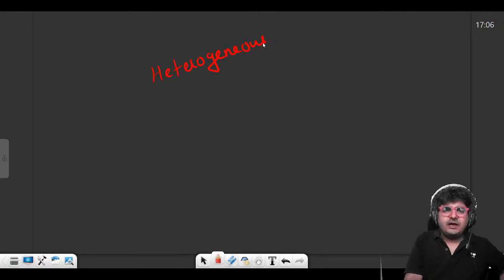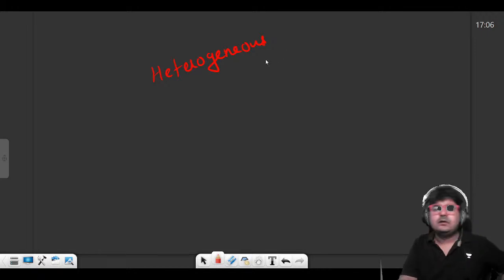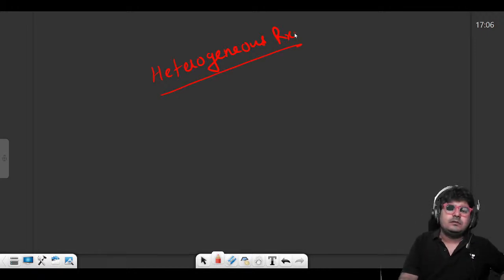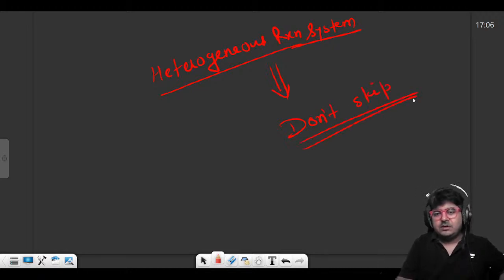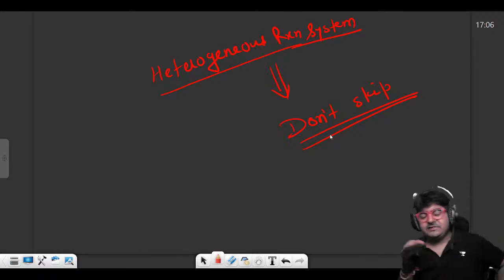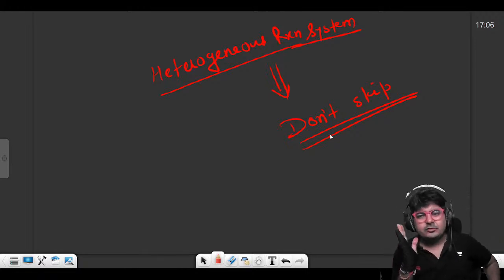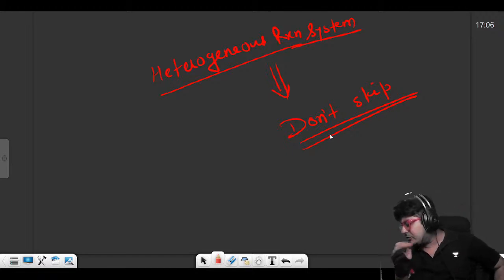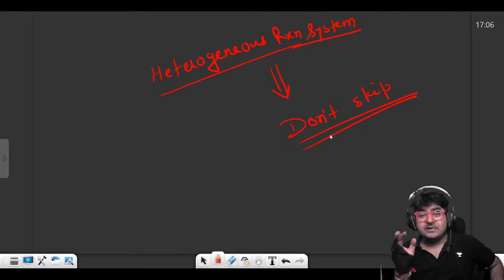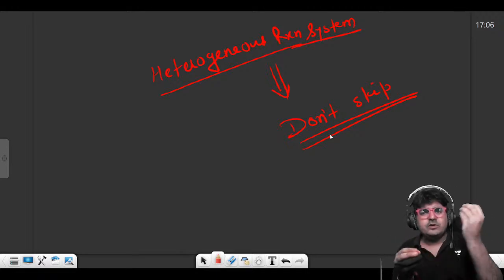I would suggest skipping the heterogeneous part would be a mistake. This is the most important part of CRE. Why am I saying most important? Because it is also highly scoring. If you see the last 4-5 years' papers, you will realize that they asked direct questions from heterogeneous. Direct means if you know the concept, you can solve it.